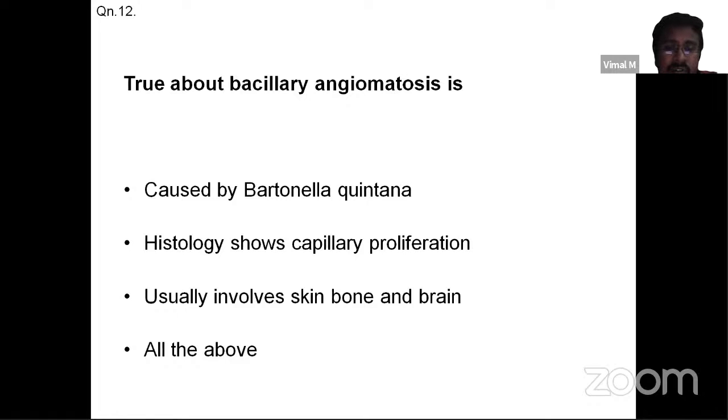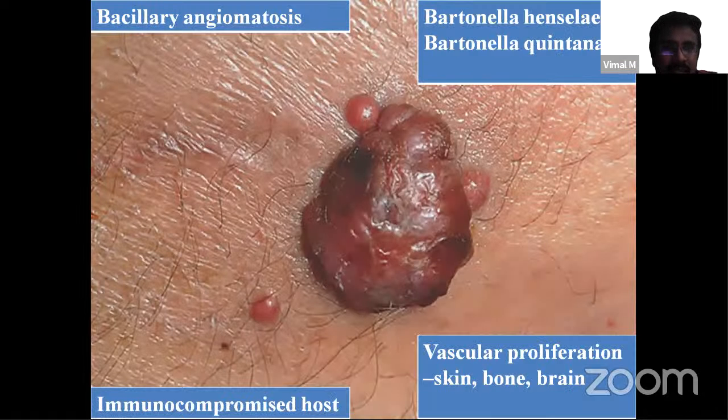What is true about bacillary angiomatosis caused by Bartonella quintana? Histology shows capillary proliferation, usually involves skin, bone, and brain, and all of the above. So this is how bacillary angiomatosis looks. Before solving that MCQ, we'll see what is bacillary angiomatosis. It is usually caused by bacteria called Bartonella henselae and Bartonella quintana.